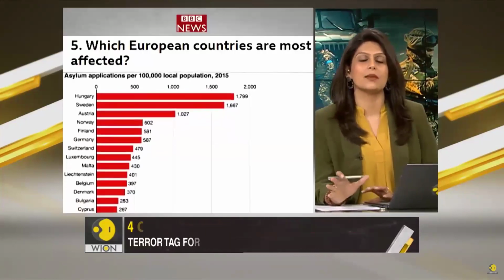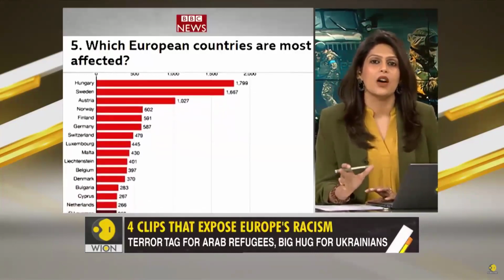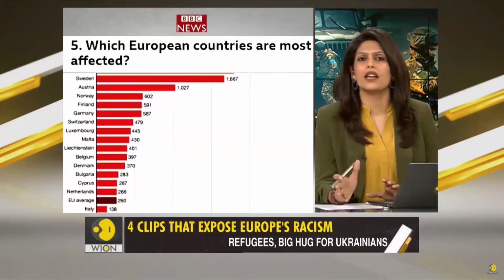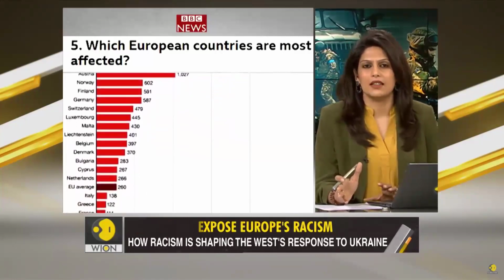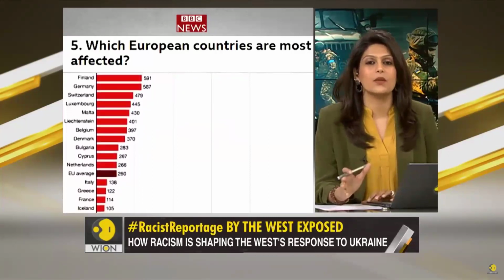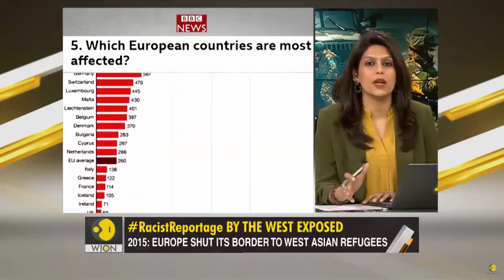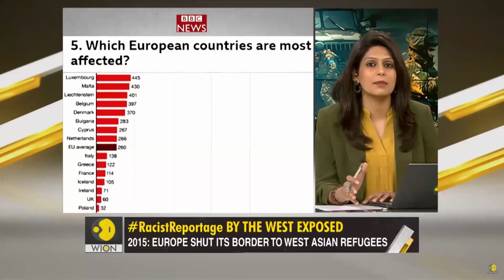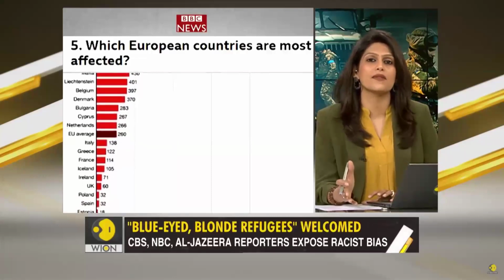They prepared 7 charts depicting the refugee crisis. Let's focus on chart number 5. Which European countries are most affected? Now remember, this war was in West Asia. The bombs were dropping on West Asia, but this was the BBC's big concern. Which European countries are most affected?